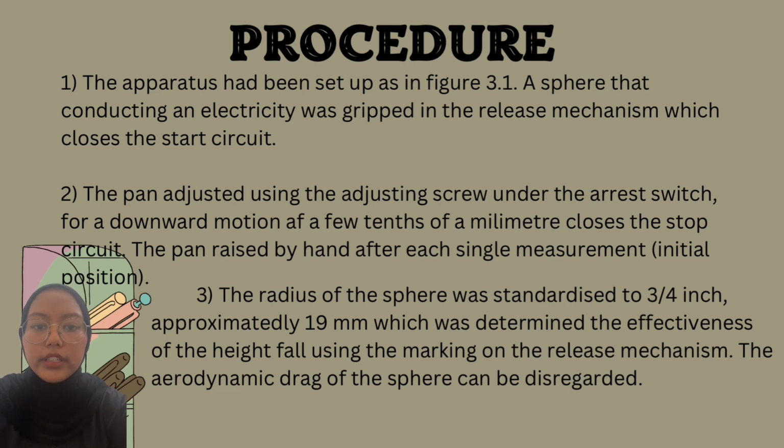Third, the radius of the sphere was standardized to 3/4 inch, approximately 19 mm, which determined the effective height of fall using the marking on the release mechanism. The aerodynamic drag of the sphere can be disregarded.